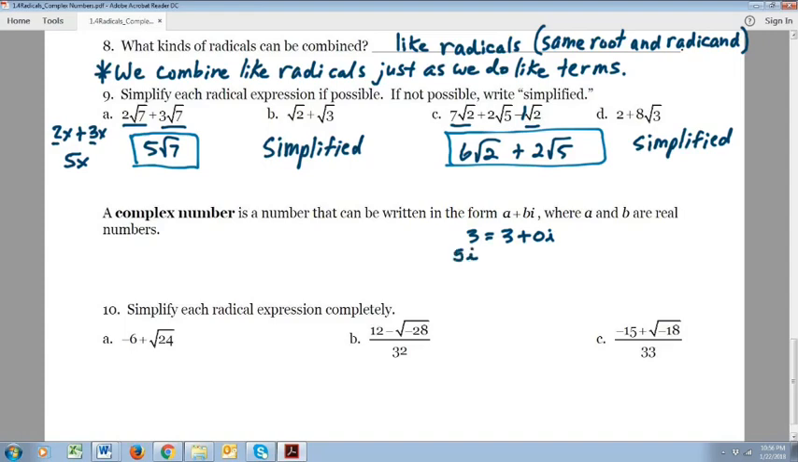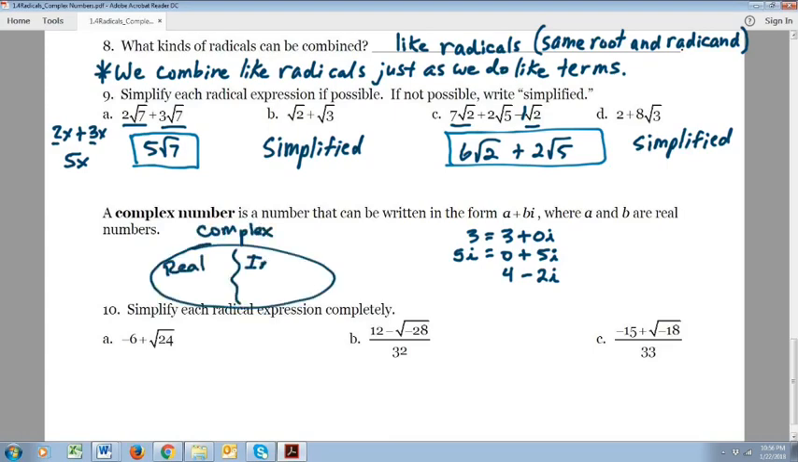Same thing with 5i, that would be considered 0 plus 5i. So here a would be 0 and b would be 5. If you had something like 4 minus 2i, of course a is 4 and b is negative 2. So basically all of our real numbers are included in the complex numbers. That's when b is 0. And all the numbers that have an i in them are considered imaginary. So basically, the complex numbers are made up of the real numbers and also the imaginary numbers. We're putting them all together, and so now we have a bigger set of numbers called the complex numbers, which are the numbers we'll be working with.